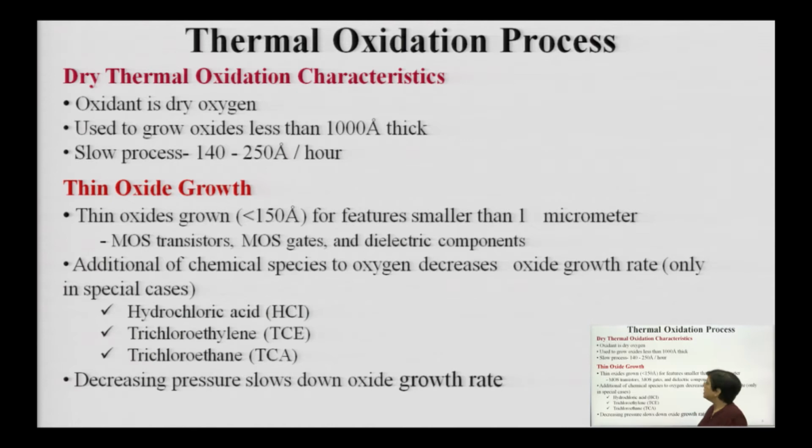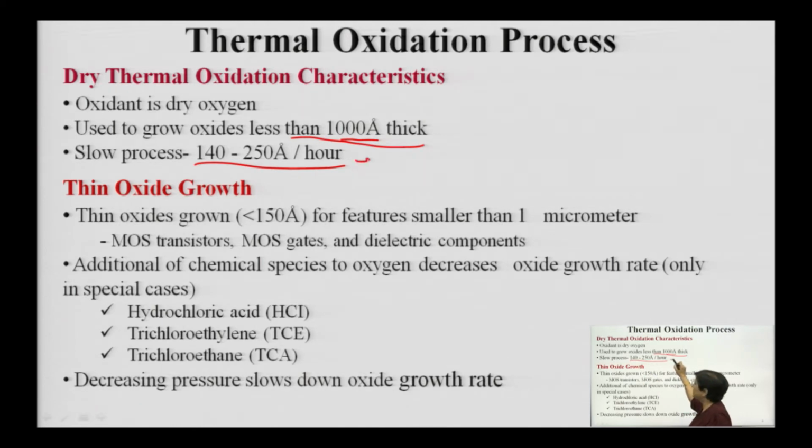Now, I told you there are 2 ways in which the oxidation process happens. One is dry, another is wet. We are going to study first the thermal oxidation processes which incorporate dry oxidation. Here the oxide is grown if the thickness of oxide is less than 1000 angstrom. If my oxide thickness is less than 1000 angstrom, then only I will go for dry oxidation. It is a slow process, and the rate at which the oxide grows is approximately 140 to 250 angstrom per hour.